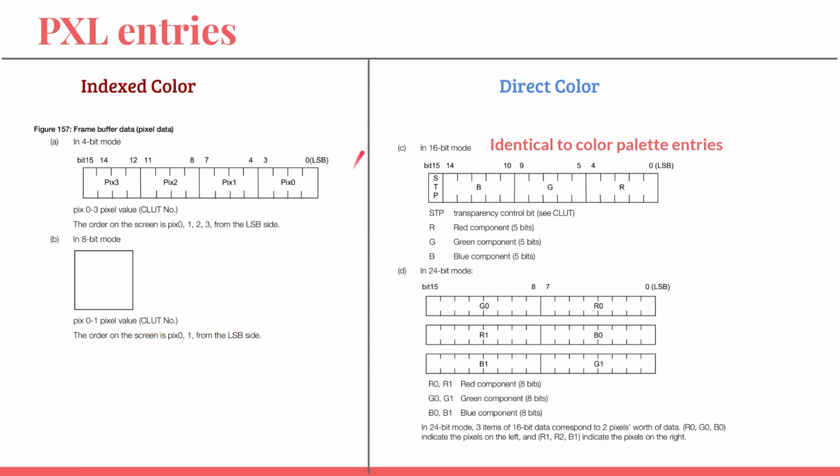If the image is in direct color mode, the pixels themselves are going to be identical to color palette entries. So they'll contain 5 bits of red, 5 bits of green, 5 bits of blue, and then the STP bit. And that is how each pixel is going to be stored, just like the color palettes. It also mentions 24-bit mode here. I'm not going to really talk about it because it's so rare to ever show up, but you can pause the video and look at that if you so desire.